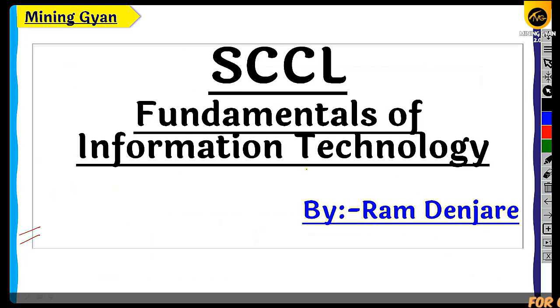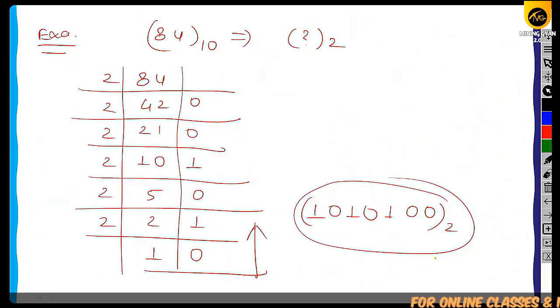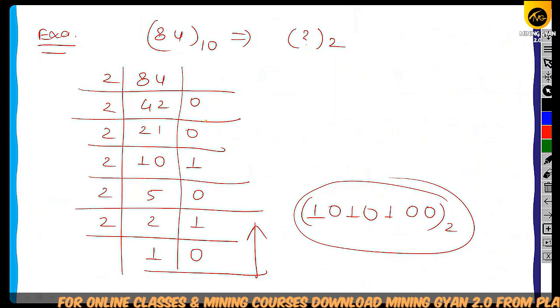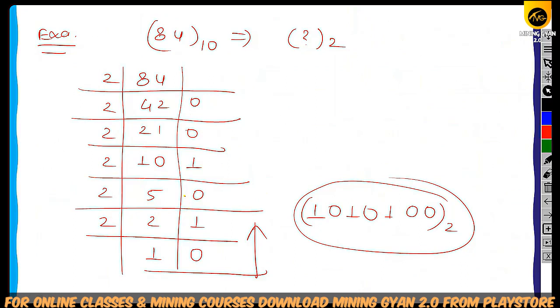Okay, in last class we were discussing the number system. This was our last question: any number can be converted from decimal to binary. The process is just to divide the number, and the remainders will be the final answer in the form of the binary system.